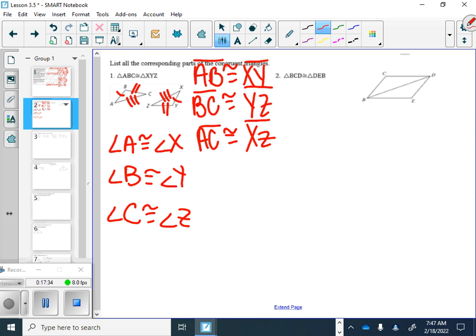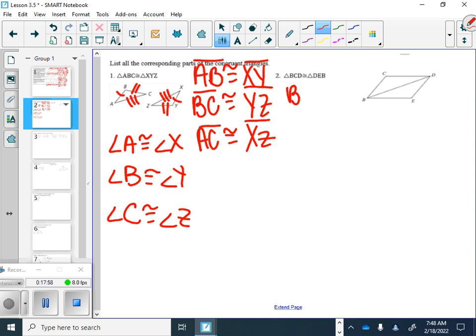Alright? All good on that? It's very important that you can identify those and label them correctly. Alright. This next one's a little more tricky, but we can handle it. I think this one is easier to start off with our sides. So let's start off with our sides.